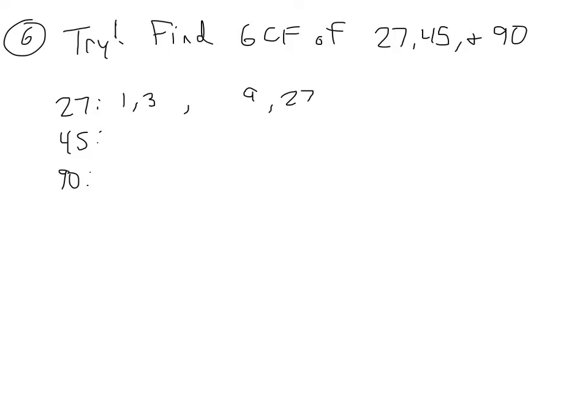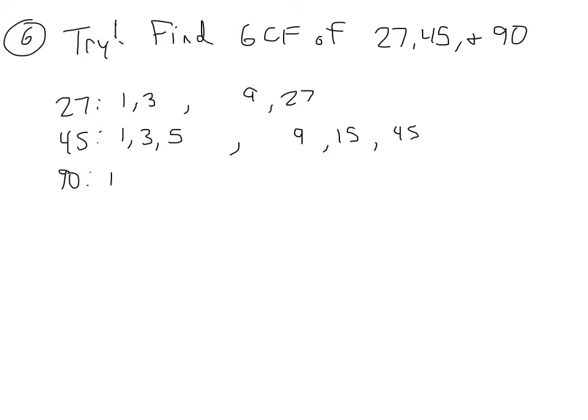Now, how about 45? Well, I could take 1 times 45, okay? 2, no, yeah, 3, I could do 15, okay? I could also take 5 times 9, and is there anything in between 5 and 9 that multiply together to get you 45? No, there's not. 6 doesn't work, 7 doesn't work, 8 doesn't work. So, are we done? Now we got one more.